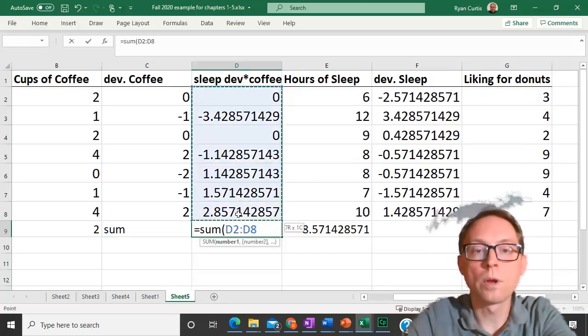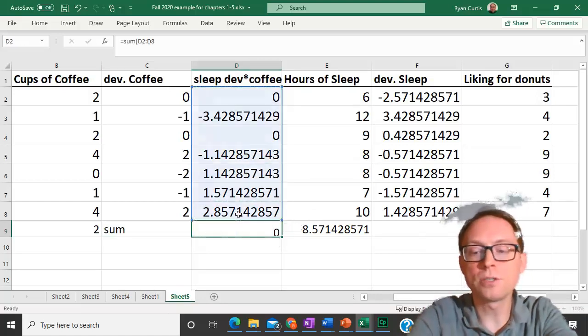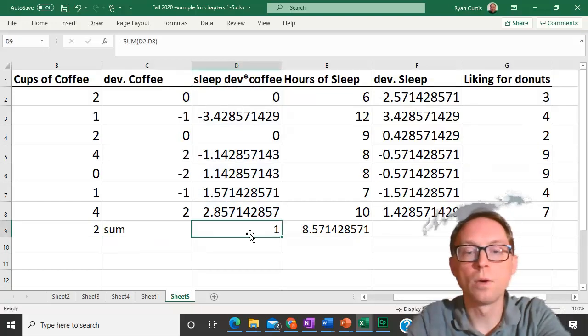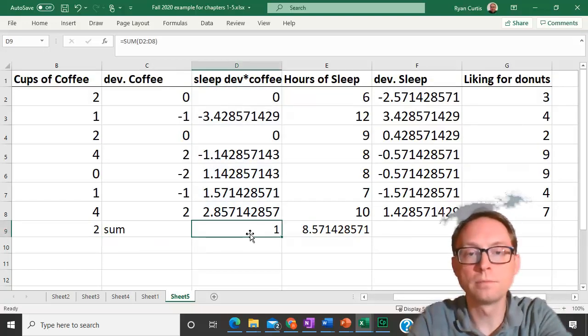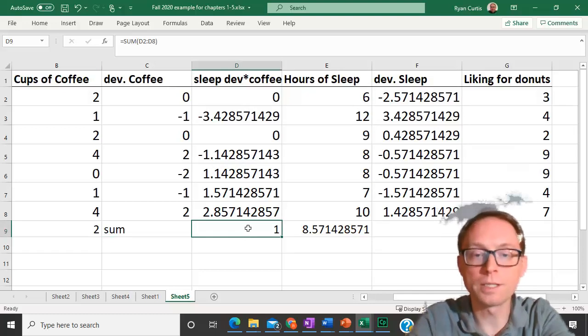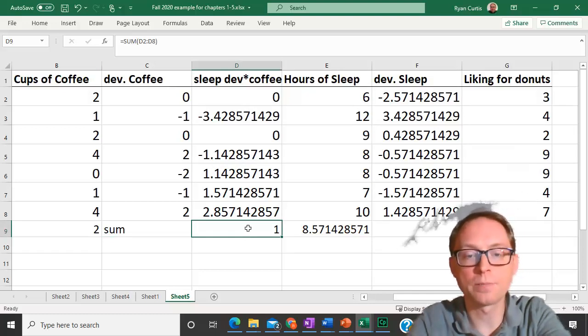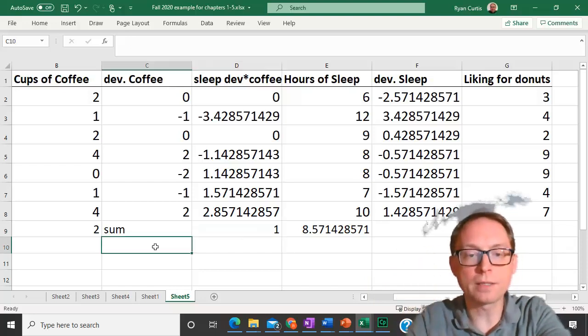I'm going to add all the products of the deviations. Oh, we got a 1. Yep, that's not normal that we would get a 1 exactly, but that's what we get in this particular case. However, this is not the covariance yet.